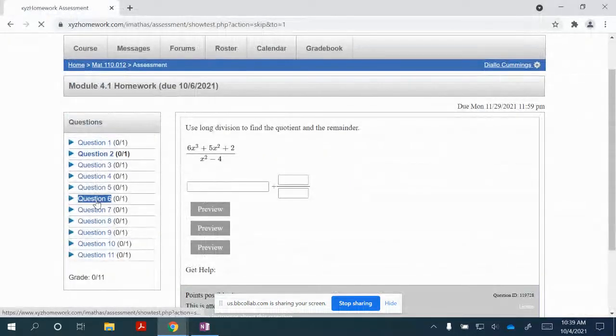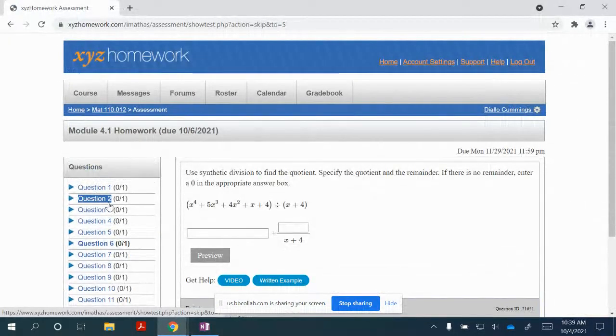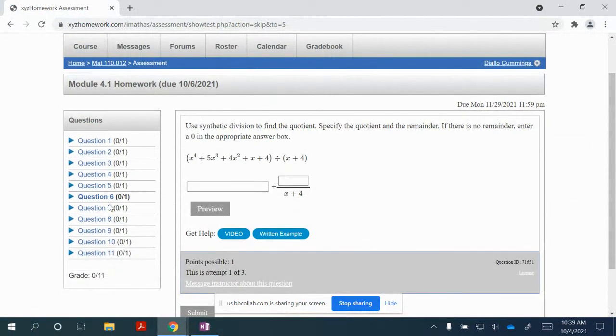So we'll take a look at synthetic division. Okay, we'll take a look at this one. It says use synthetic division to find the quotient. And notice this one also has a remainder. I'm going to give you a second to work this problem, and then we will return with the solution.